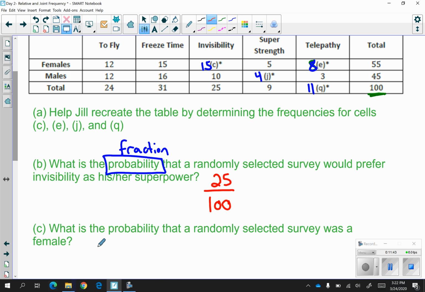Going on to the next one, what's the probability that a randomly selected survey was a female? Females are on the left, which means your total column is going to be on the right. That's 55 females out of 100.